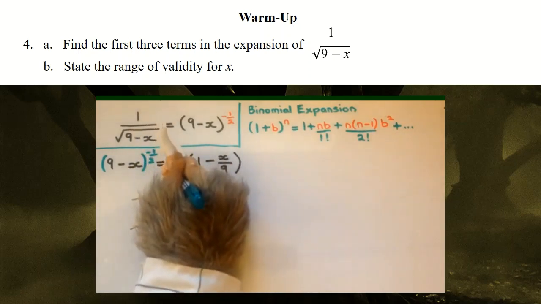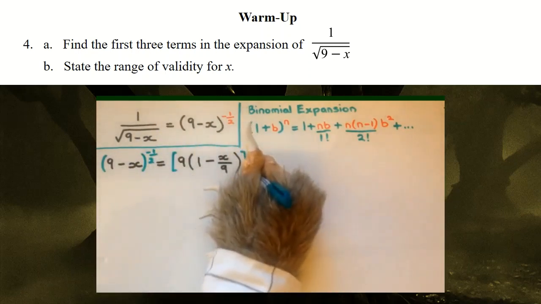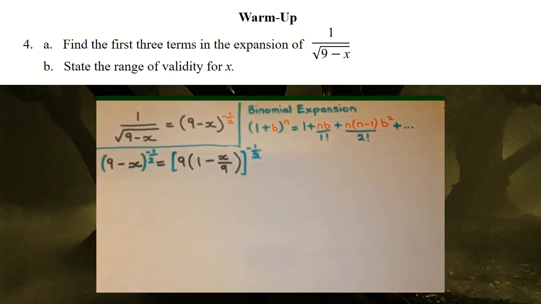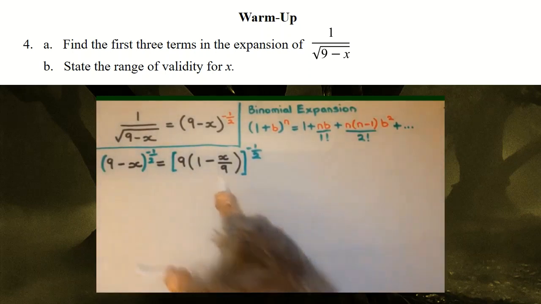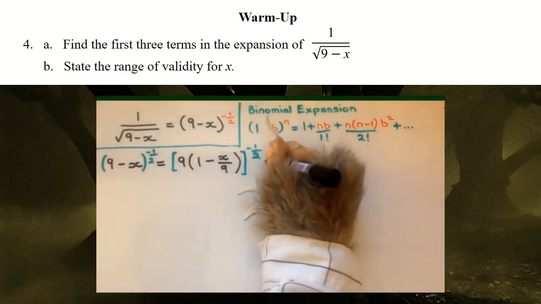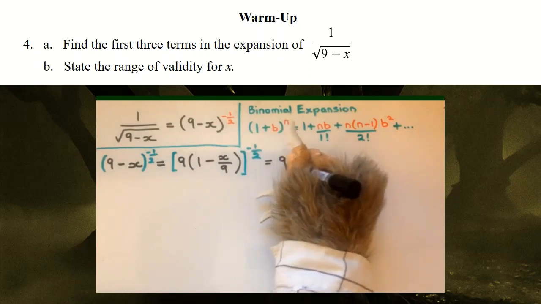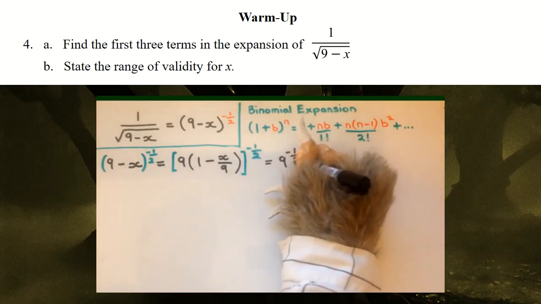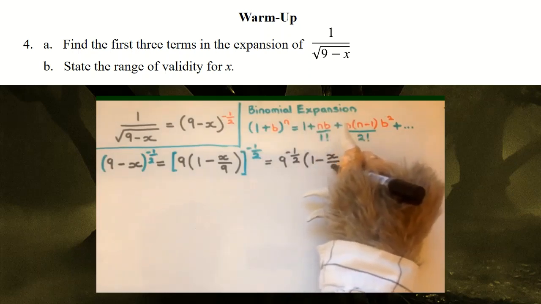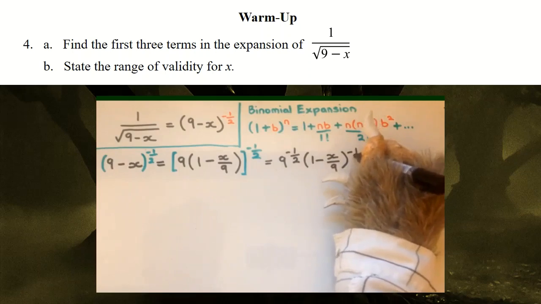Okay, and I'll use big square brackets for this. Now then, we have to realise that both the 9 and the 1 minus x over 9 are being raised to the power negative 1/2. So that's what I'd like to do. So let's do that now. So it's going to be 9 to the power negative 1 over 2, multiplying 1 minus x over 9, to the power -1/2.